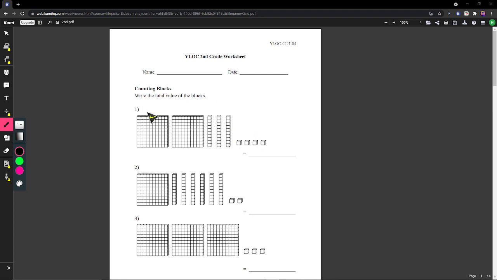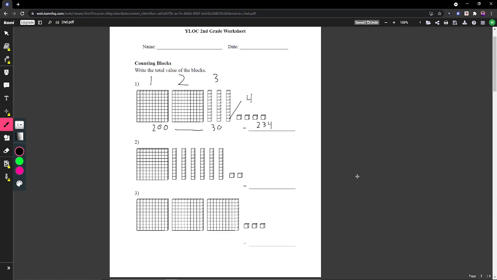So for counting blocks, you would just have to write how much of each you see. So for example, there are 2 squares, meaning there is 200. And there are 3 10s, meaning there are 30. And there are 4 1s, meaning there are just 4. You would add all these up, and then you would get 234.